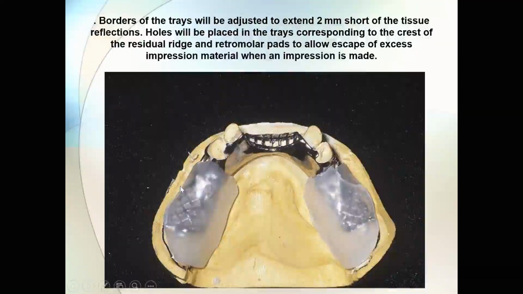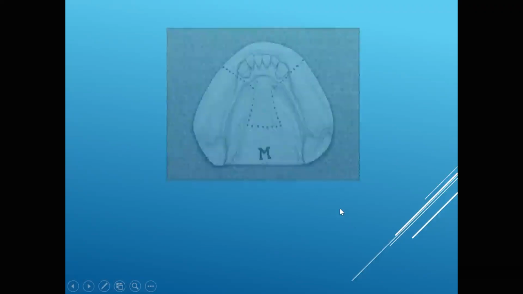Here, the borders of the tray will be adjusted to extend 2 mm shorter of the tissue reflection. Holes will be placed in the trays corresponding to the crest of the residual ridge and retromolar pads. Why? To allow escape of the excess impression material when the impression is made. Now, by this, we have prepared our special tray on the framework.